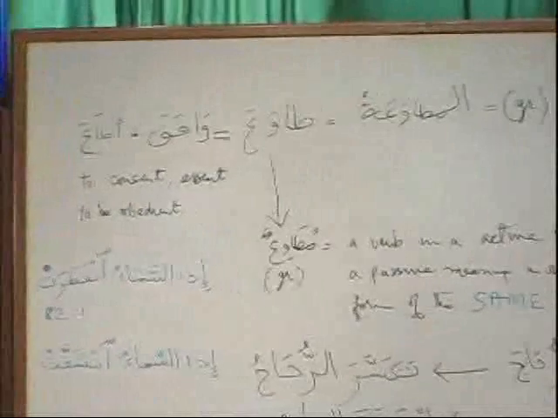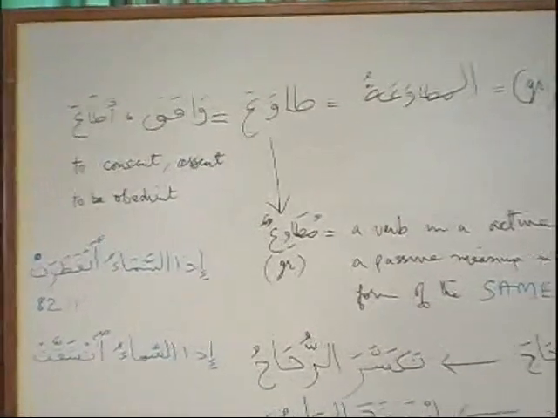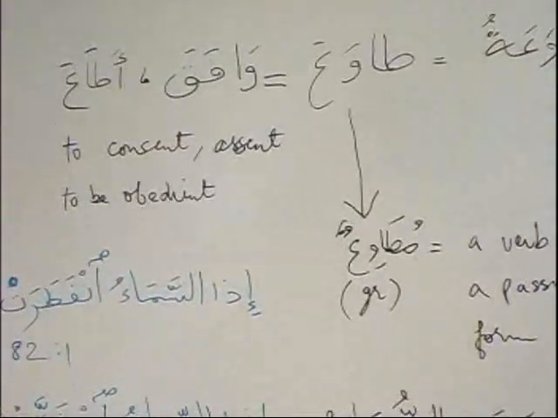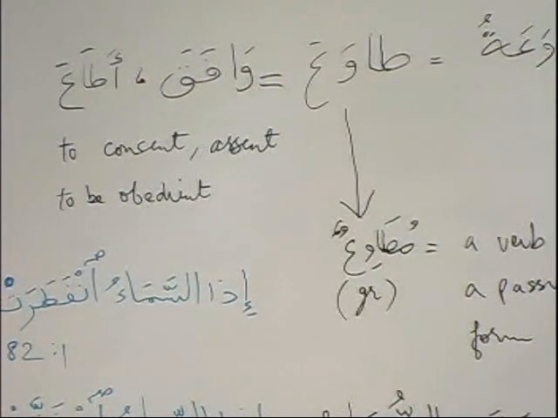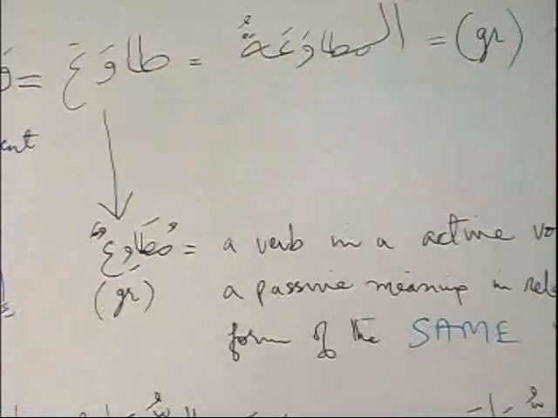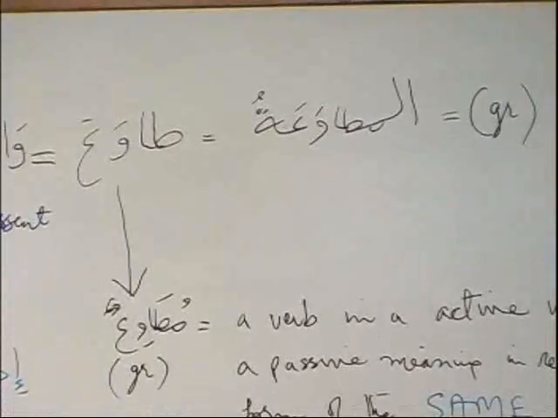Tawa'a, form 3. What is the meaning of tawa'a? Wafaka, to agree. Ata'a, to obey. Wafaka is to agree. Ata'a is to obey. Wafaka, form 3. Ata'a, form 4. Okay? Now, al-mutawa'atu is the masdar from tawa'a, yutawi'u. And mutawi'un is ismu fa'il. What is the meaning of mutawi'un?